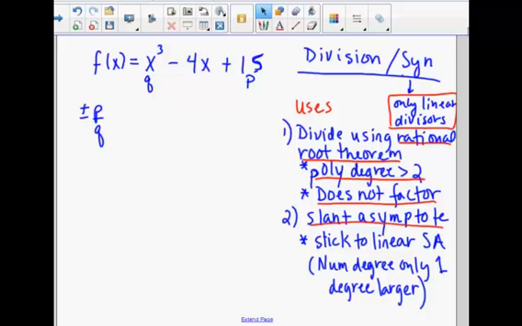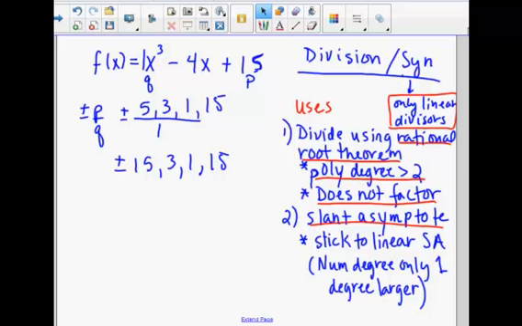So that would be plus or minus all the factors of 15, which are 5, 3, and 1, over all the factors of Q, which is 1 right here, so I'm not even going to worry about that. So my possible roots are plus or minus 5, plus or minus 3, plus or minus 1. Oh, and I forgot 15 is another possible factor. So those are all the possible roots.